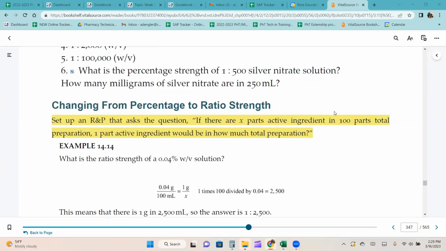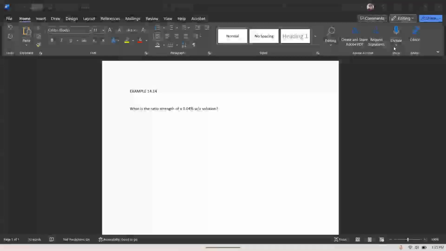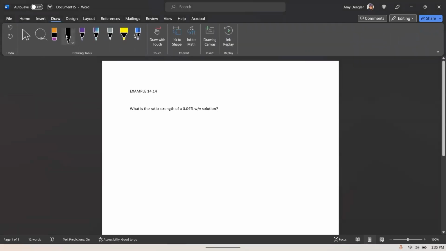Changing from percentage to ratio strength, set up a ratio and proportion that asks the question: if there are X parts active ingredient in 100 parts total preparation, 1 part active ingredient would be in how much total preparation? And let's do these examples. Example 14.14, what is the ratio strength of a 0.04% weight volume solution? So remember, like we did in the other problems, the percentages were always out of 100. So this is telling us that the top of our problem is 0.04 and it's weight, so it's going to be grams, and on the bottom it's going to be 100 ml.